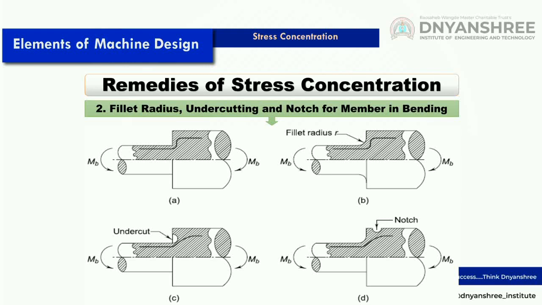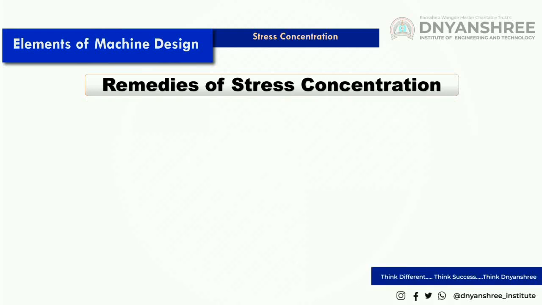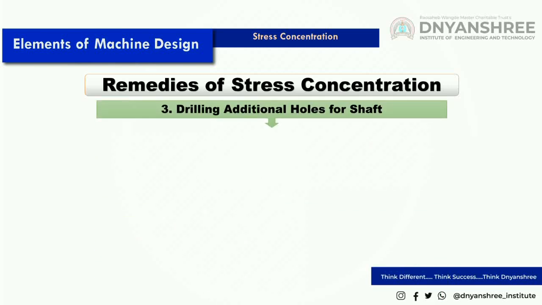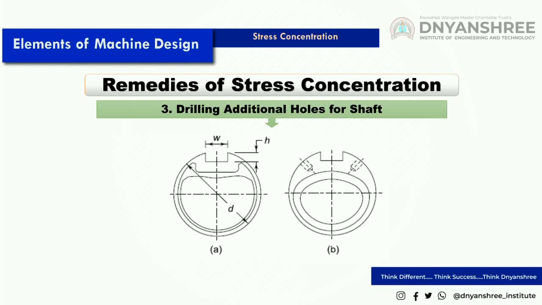Now what is the third remedy? Let us see in shafts how stress concentration is reduced: drilling additional holes in the shaft. In the actual diagram, there is a keyway in the shaft. Due to that keyway, there is an abrupt change in cross section, and due to that, stress concentration is there. So how to reduce that stress concentration? By providing additional holes in the shaft. By providing additional holes, stress concentration is reduced. You can see in the diagram.